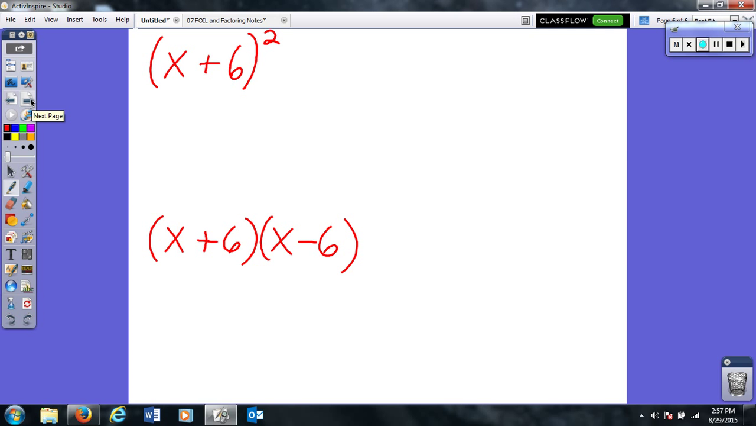Now we're going to look at 2 special cases. So here on the top we have x plus 6 squared. First of all, remember what it means to square something. It means we're going to multiply it by itself. So this we could rewrite as x plus 6 times x plus 6. And then you can easily just multiply that just like we did all the other ones in this video.